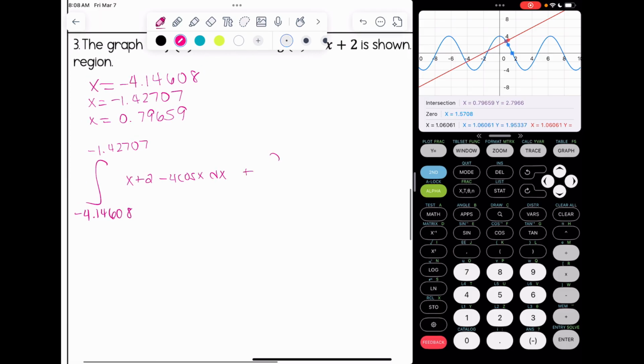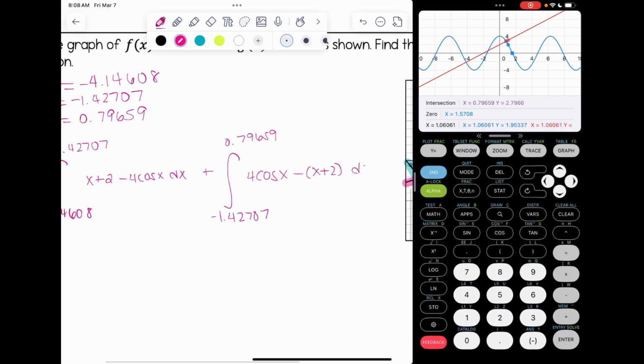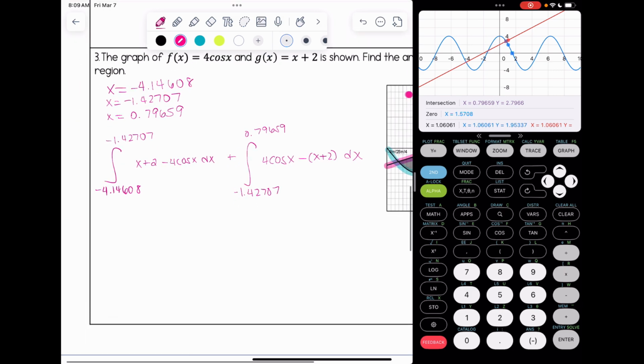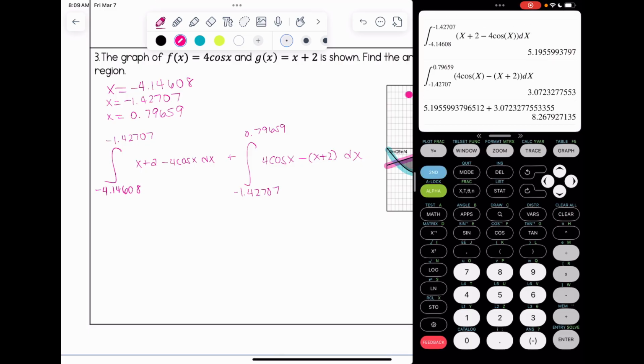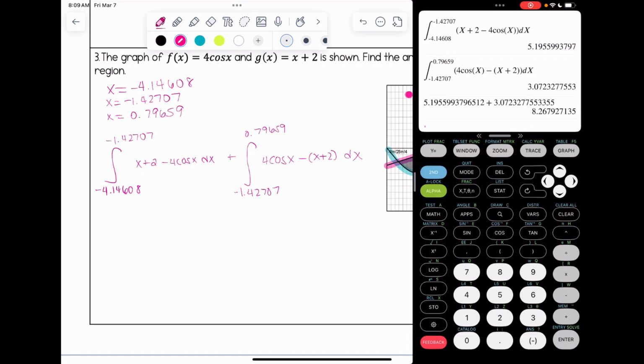And then over here, we're going to have the integral from negative 1.42707, and that's going to go to 0.79659. And now it's reversed, so it's going to be 4 cosine x minus (x plus 2). We have to distribute that negative out, dx. Okay, I'm going to use my calculator to evaluate this. So if we take a look at my screen over here on the right, I have already plugged these integrals in. I've also added them together, and we're going to have our answer to 3 decimal places, which is 8.267.